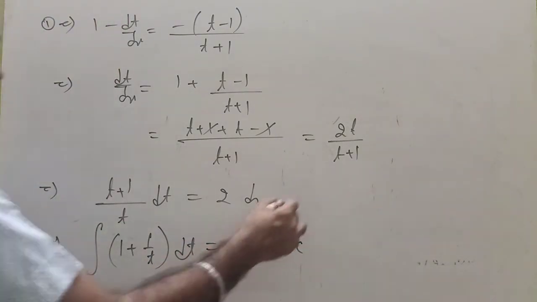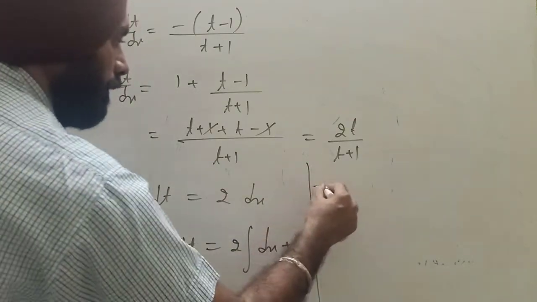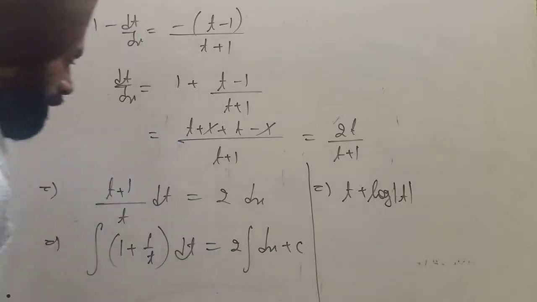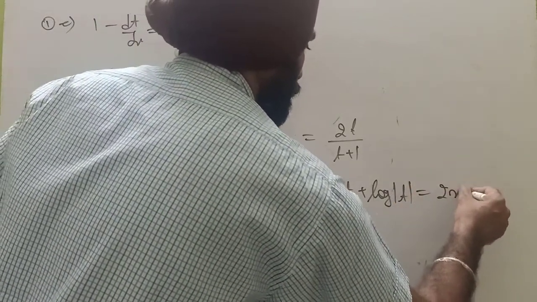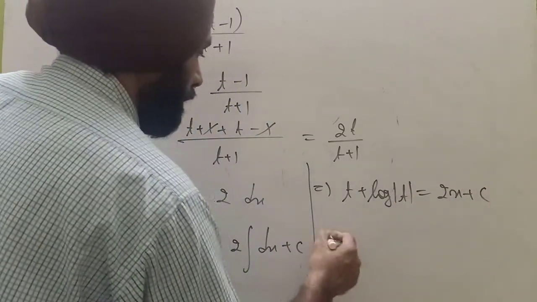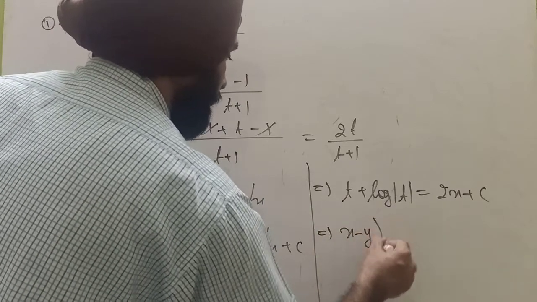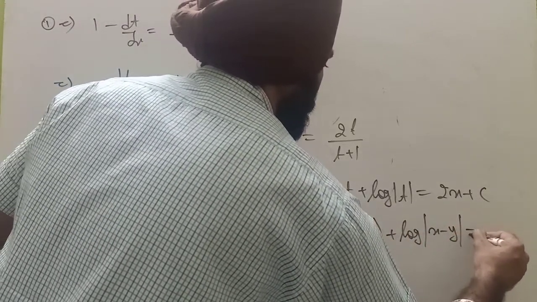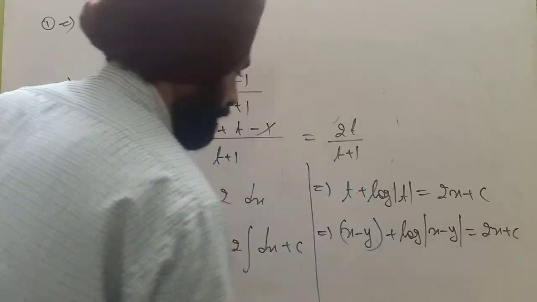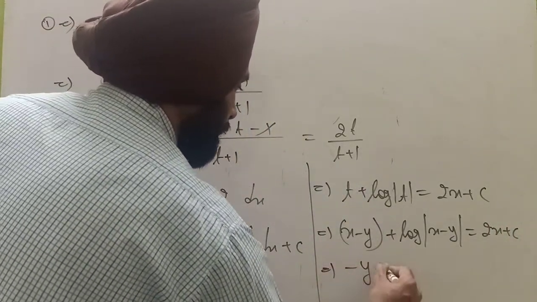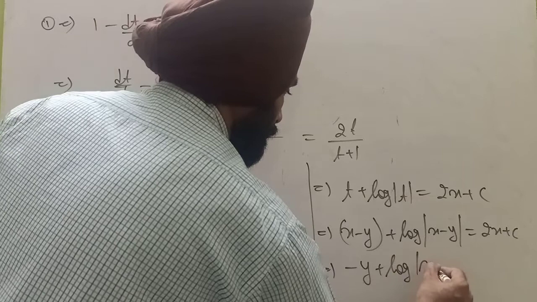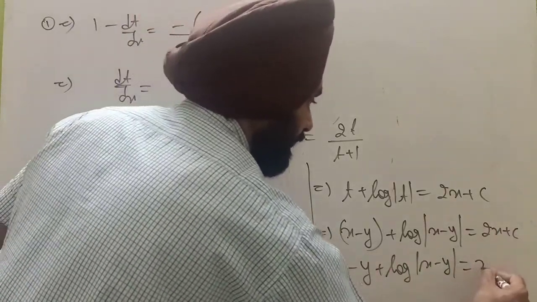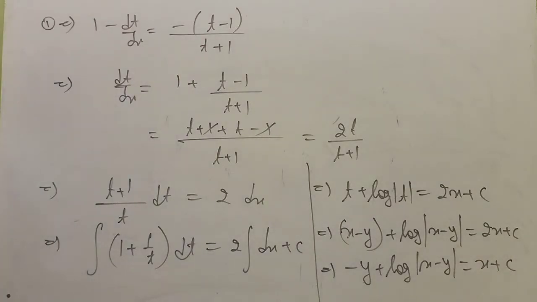Then integrating both sides, t plus log mod t is equal to 2x plus c. Replace the value of t, that is x minus y. So x minus y plus log mod x minus y is equal to 2x plus c. So minus y plus log mod x minus y is equal to 2x minus x, which is x, plus c. So this is the required answer.